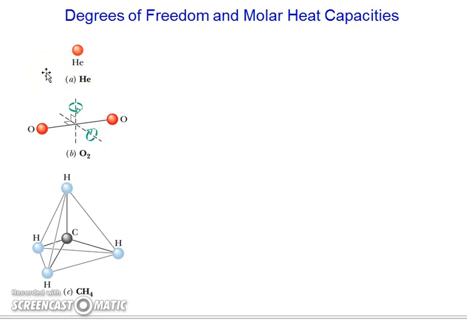So let's look at this figure. This figure shows models of helium, a monatomic molecule containing a single atom of helium, oxygen, a diatomic molecule containing 2 atoms of oxygen, and methane, a polyatomic molecule.